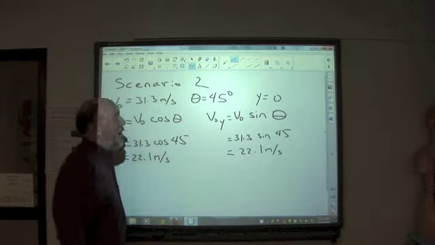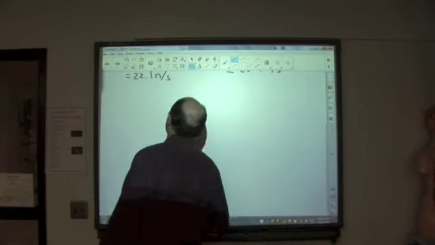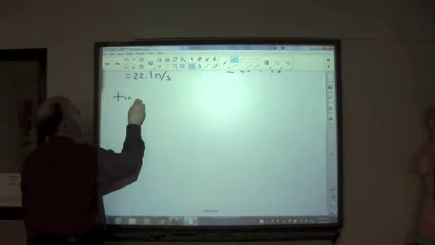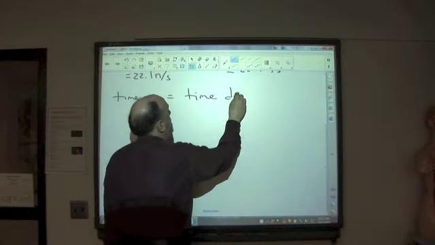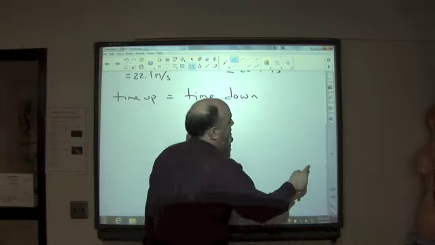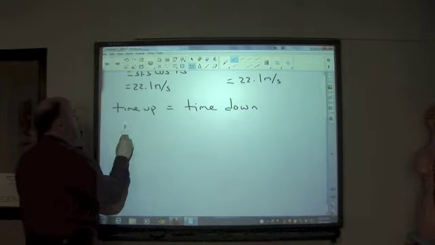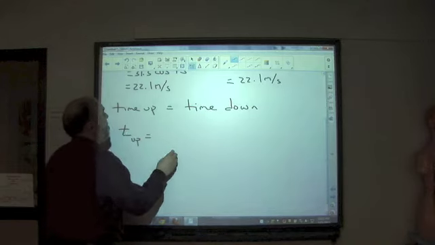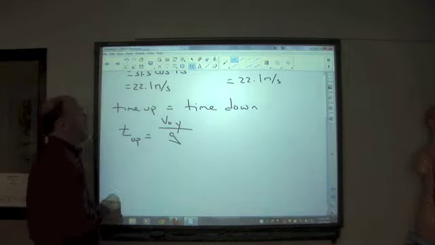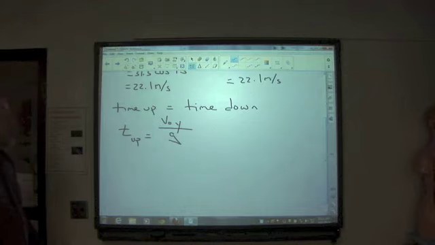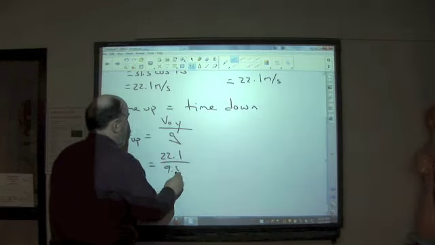And so you got that the time up is going to be equal to the time it takes to come down. So time up is going to equal the time down. And the time up is going to be dependent upon this velocity in the y direction. And so we get that time up is going to be given by the initial velocity in the y direction divided by g. Okay. So in this case, we get 22.1 divided by 9.8.